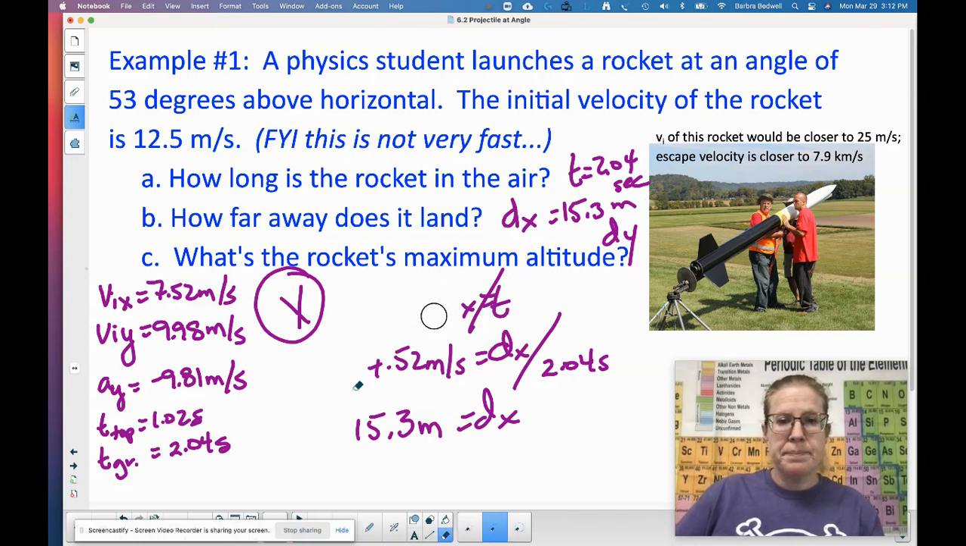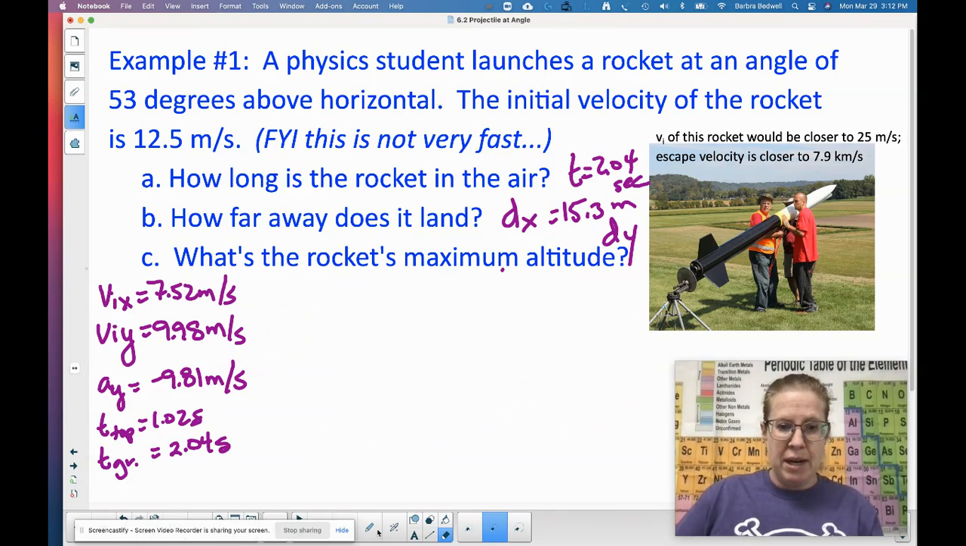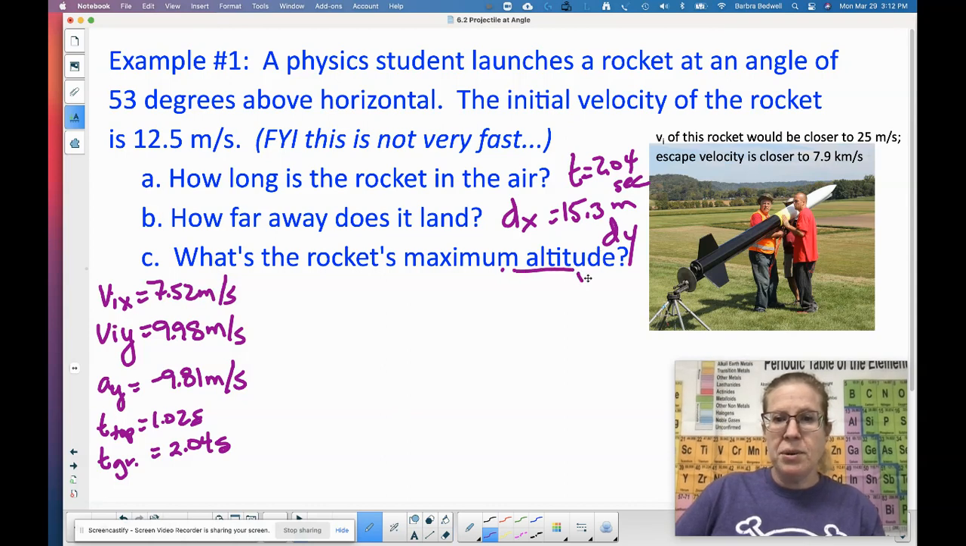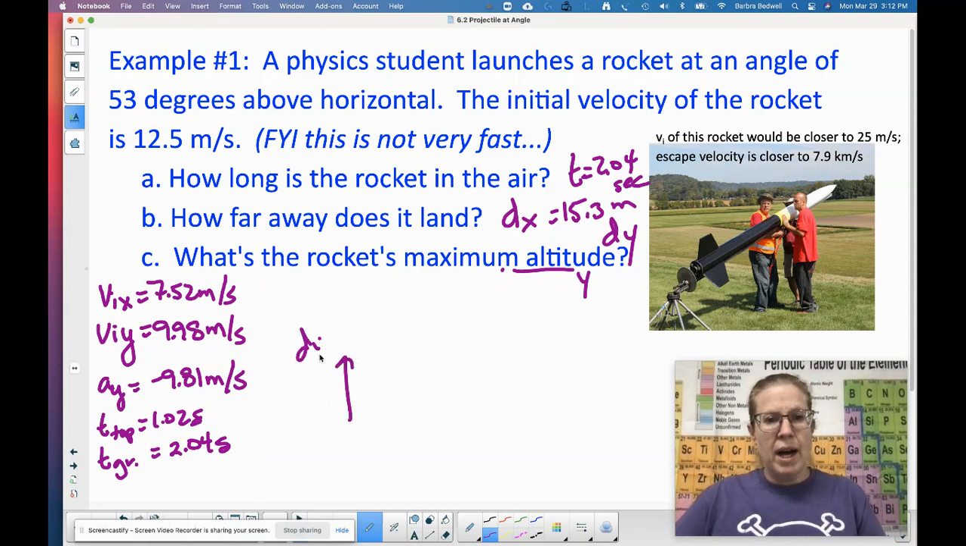And then the last one. What's the rocket's maximum altitude? Okay, so if we're doing maximum altitude now, we're trying to find altitude, which is Y, right? We're trying to go the up version of it. So we're going to have to look back at our pieces of information that we've got. Now, just launching upwards, we want to find dy.